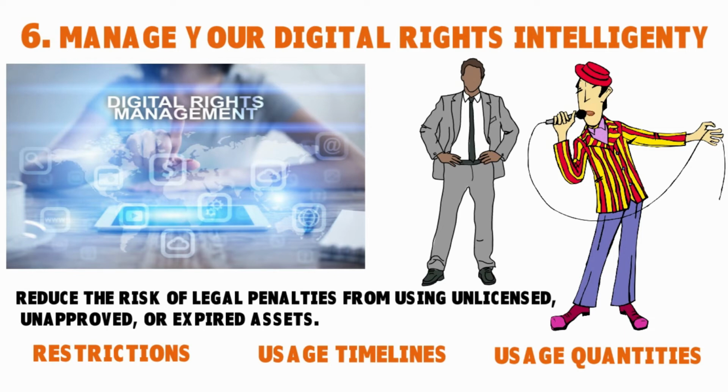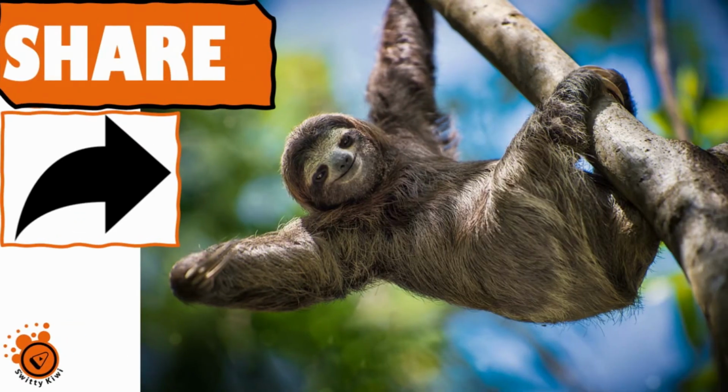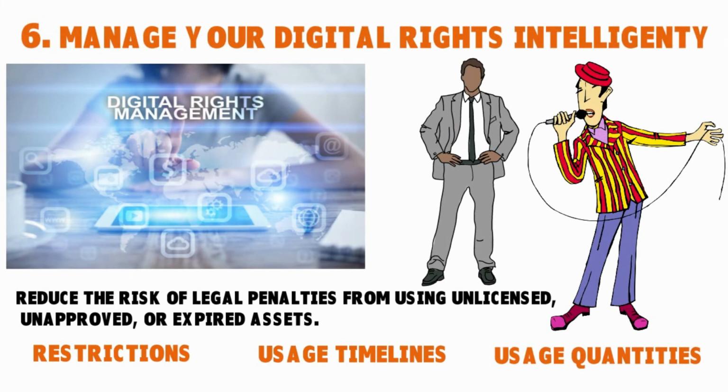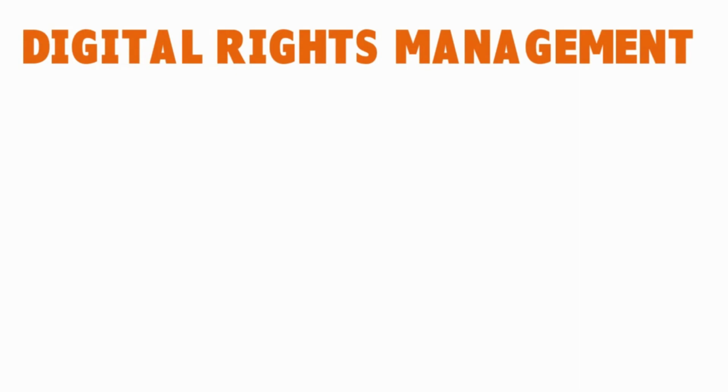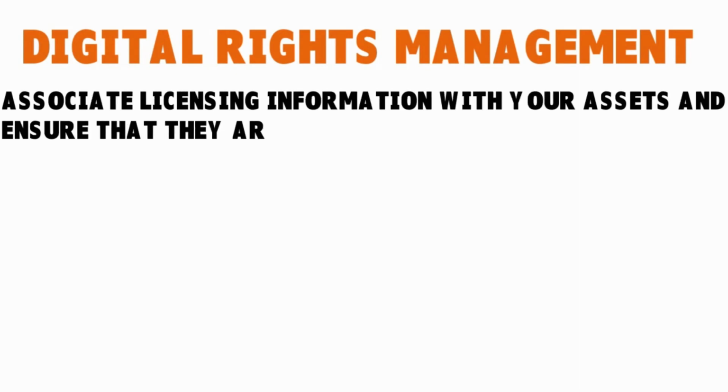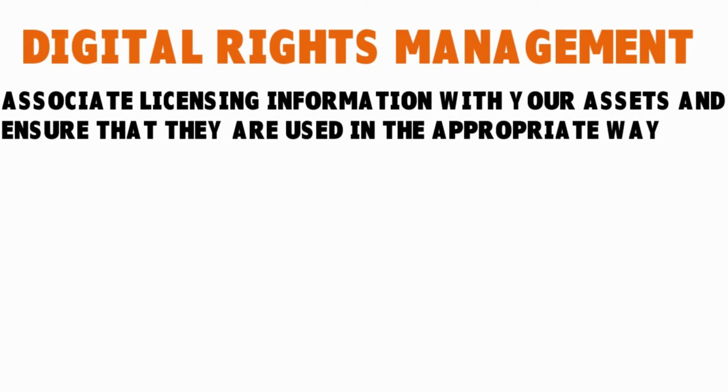So the thing here is that usually when you sign a contract with the copyright holder, you may have every intention of complying with those restrictions, but after a few years, you can lose track of all the places that information is used. But if you have the right software, you are able to track what expires and when, right? The thing here is that digital rights management allows you to associate the licensing info with your asset and ensure that they are used in the proper way.